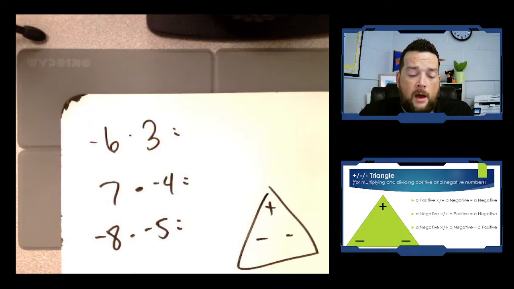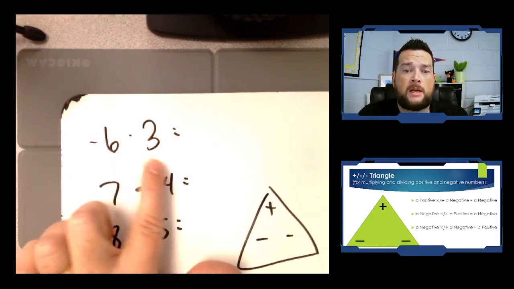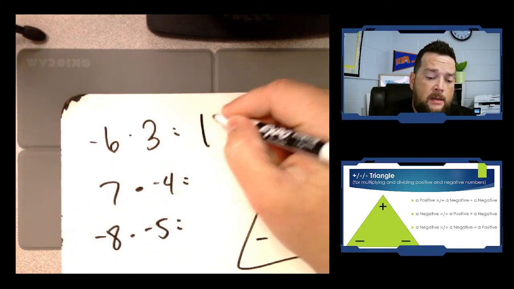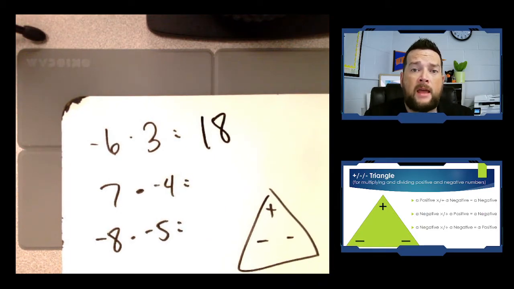All right. Well, the great thing about multiplying positive and negative numbers is you already know how to multiply the numbers, or you should at this point. And that's the first step. Whenever you're multiplying or dividing positive and negative numbers, the first thing you're going to do is just worry about the numbers. So in this case right here, 6 times 3, that's 18. All right? And then you'll worry about the sign.